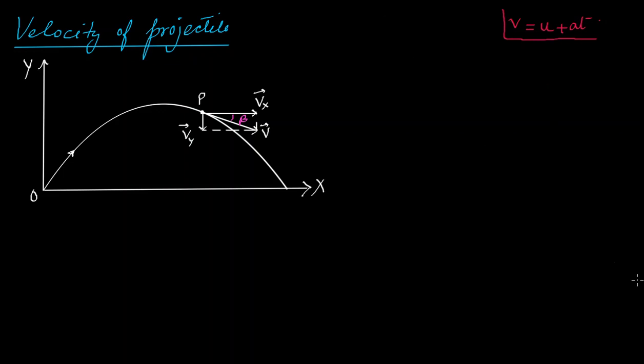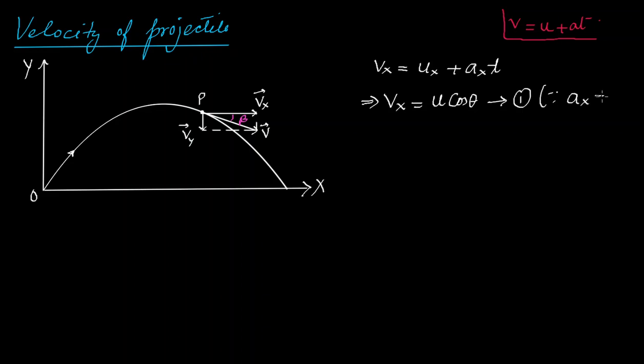Again, along the horizontal, you get Vx is equal to Ux plus AX T, right? But then we know that AX is 0 and UX is what? I think by now we are very familiar with UX. UX is nothing but U cos theta. Let's call this equation 1. Since AX is 0, there is no acceleration along the horizontal.